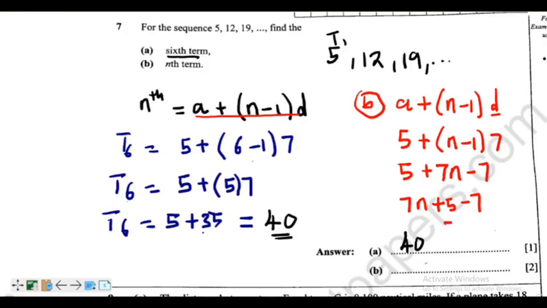So from here we'll get something like this. Our final answer will be 7n positive 5 minus 7. This will definitely give us a negative 2. So the nth term is 7n minus 2. So this is our answer. All right. So this is how we can answer this question.